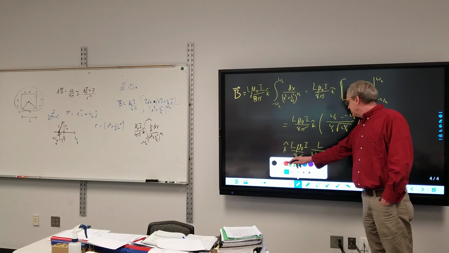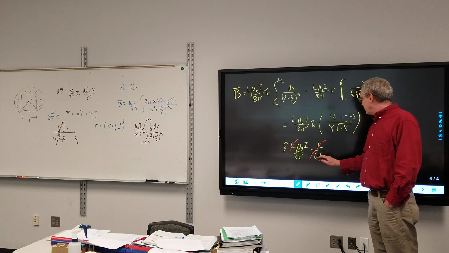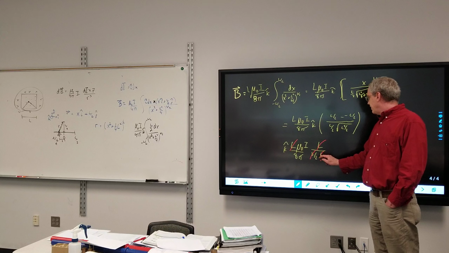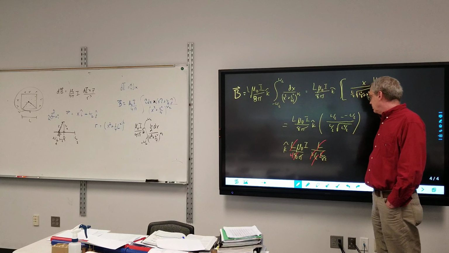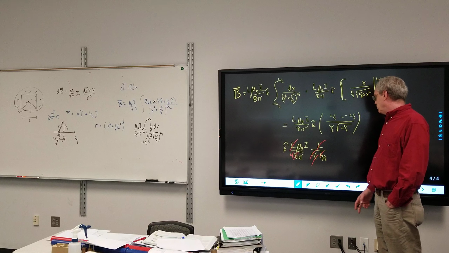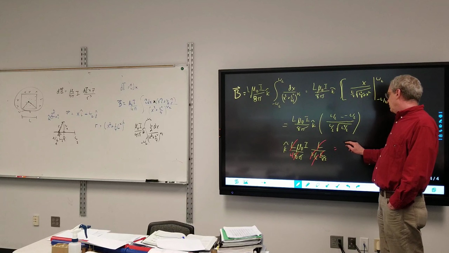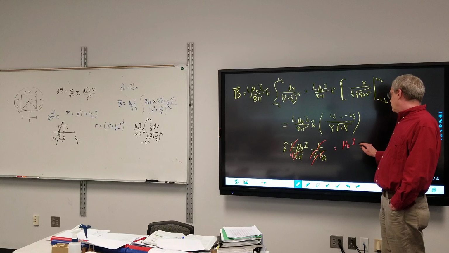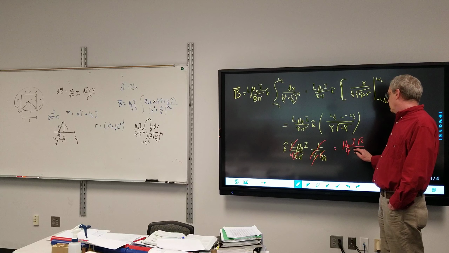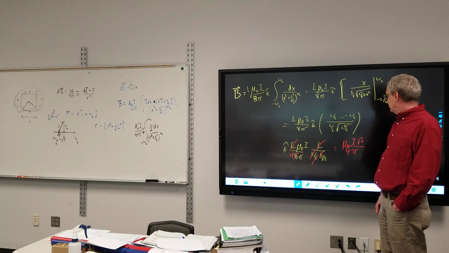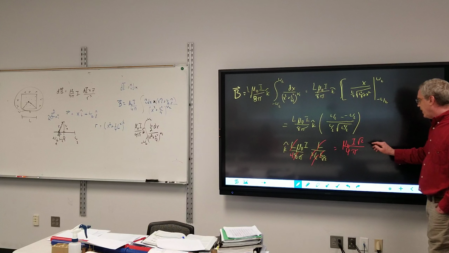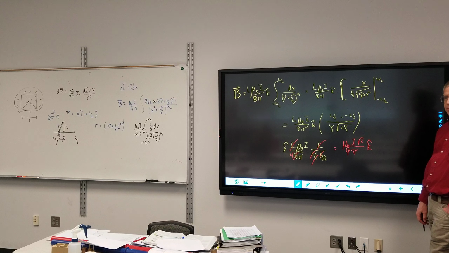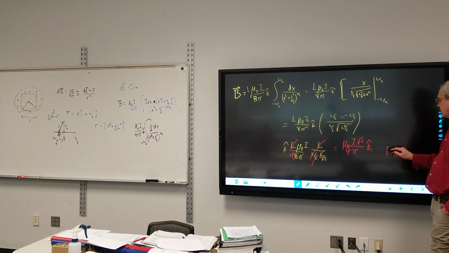So that L cancels out with that L and that L. That 2 will cancel out with the 2 there. And so I end up with mu naught I square root 2 over 4 pi. That's for one side, k hat. And then multiply times 4 to get the full solution. So unless there's careless error, mu naught I radical 2 over pi k hat.